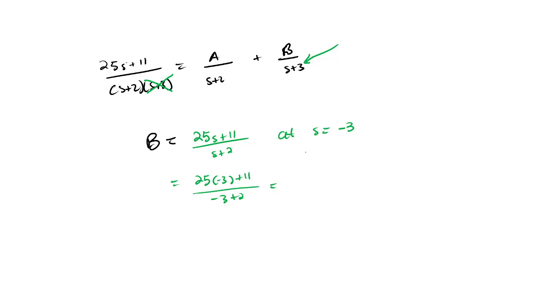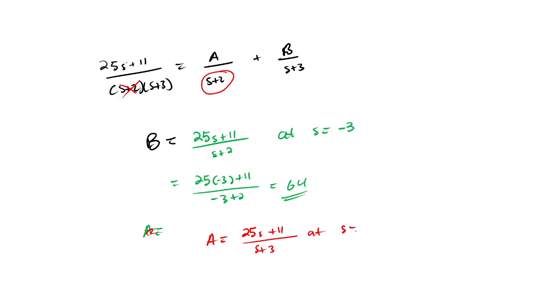Before, 64. Yes, 64. And then for A, we basically do the same thing. Since we are looking for the value of A, we are going to say A is equal to... We are not going to consider this factor of A, which is s plus 2. What is left is 25s plus 11 all over s plus 3.